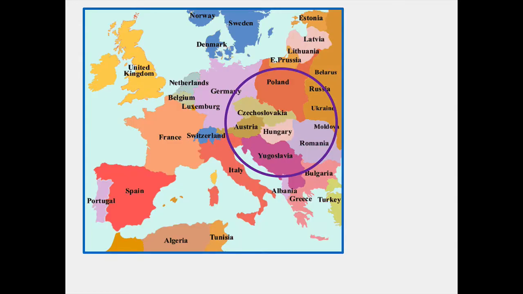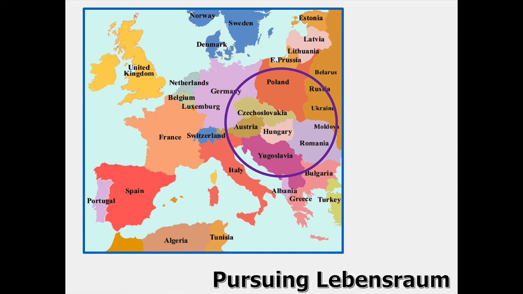And most of this land, what they want to do is to take from what they saw as the inferior populations or the inferior people, namely of Eastern Europe, particularly from Slavic and Jewish territories. So step 3 is going to be pursuing Lebensraum.